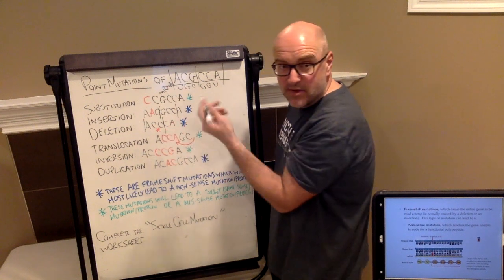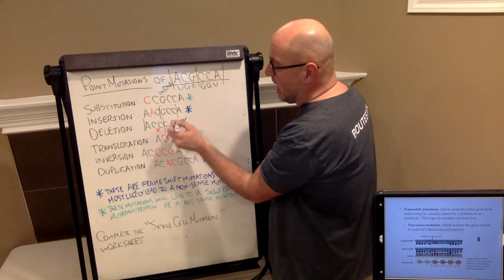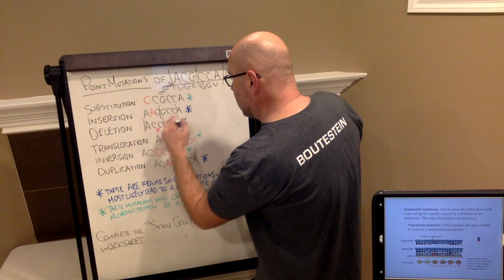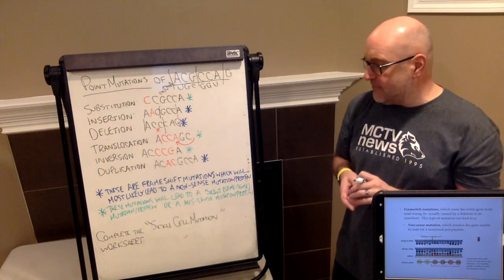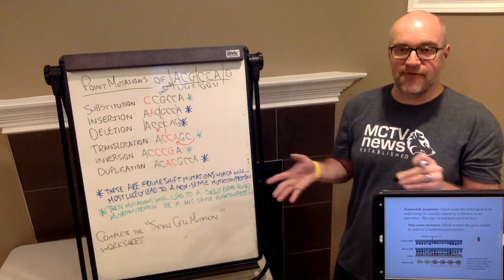The problem now is my next triplet, and I don't know what the rest of the code is, but instead of going CCA, it's going to be CA and then whatever. If this letter was G, for example, over here, now that next codon becomes CAG. That's a problem because all of my triplets down the line are going to be affected. Same with my duplication. That's also going to have an effect that way as well.